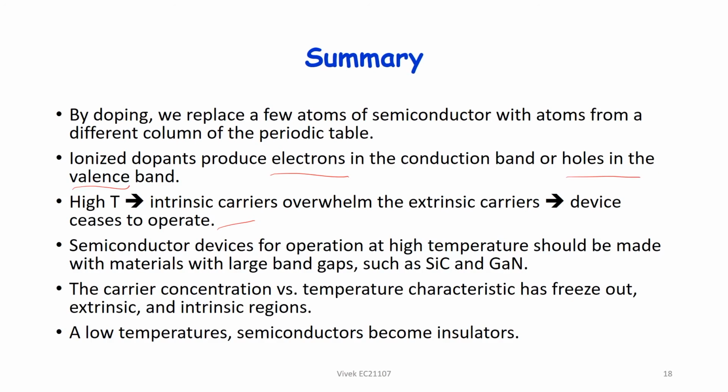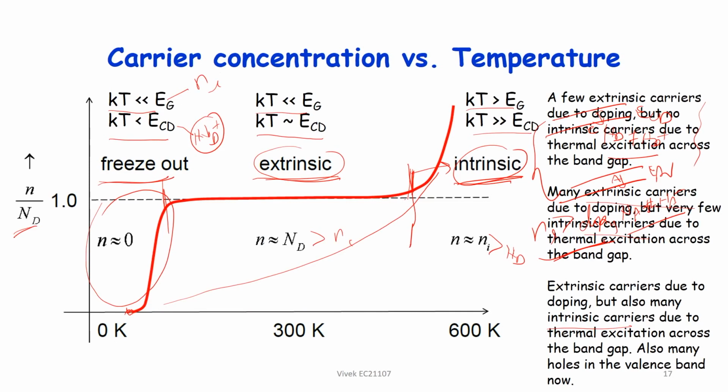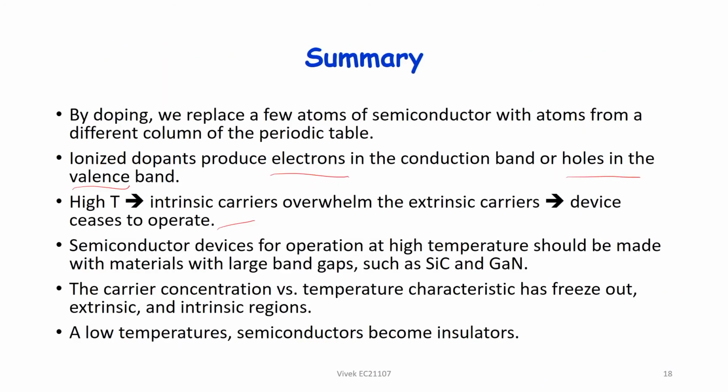So if you want to operate a device at high temperature, what should we do? We should make sure that intrinsic carrier concentration does not increase, right? So that can be done by increasing the band gap. So what we do? We use materials with large band gap, such as silicon carbide, gallium nitride. They have around 3 or more electron volt band gap. So carrier concentration versus temperature characteristic has 3 regions: freeze out, extrinsic and intrinsic region. And at low temperatures, semiconductor becomes insulator.